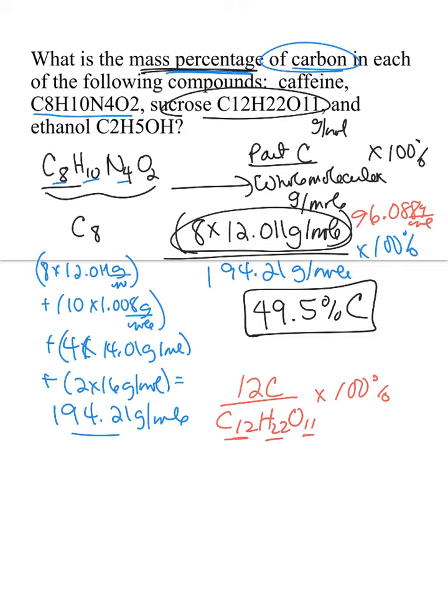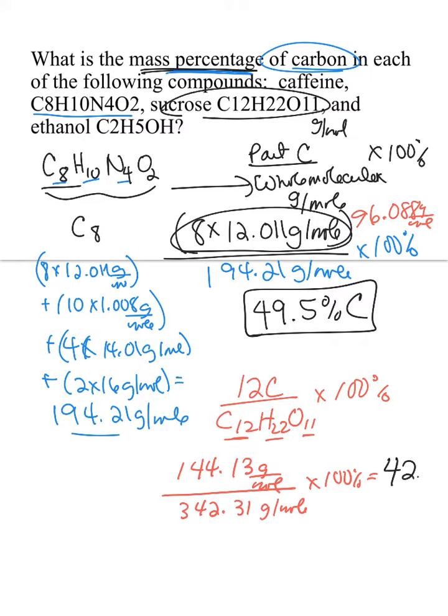You should get 144.13 grams per mole over 342.31 grams per mole times 100%. And that works out to be 42.11%. Now remember, you have to show all your work here.